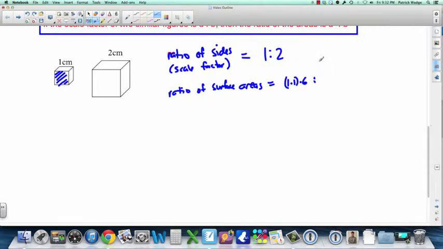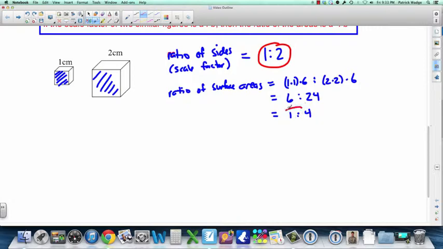And we're going to compare that to, in this one, how would you get the area of that face? 2 times 2, and how many faces are there that have that area? 6 as well. So 1 times 1 is 1 times 6 is 6, and 2 times 2 is 4 times 6 is 24. Is that in lowest terms? No, it's not. You can divide them both by 6. 6 divided by 6 is 1, 24 divided by 6 is 4. So our original ratio of sides was 1 to 2, our ratio of surface areas is 1 to 4. Are they the same? No.